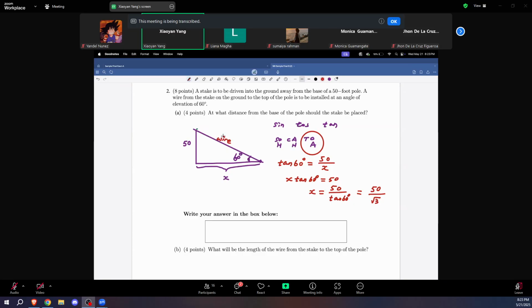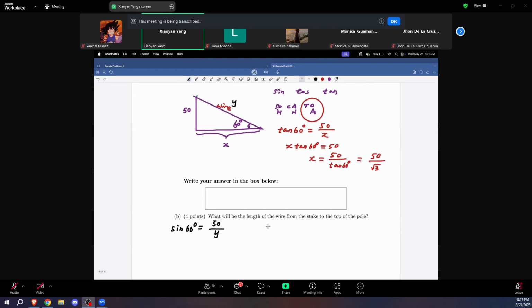In terms of this hypotenuse, we have opposite over hypotenuse. What's opposite over hypotenuse? Equal to sine. So rewrite it: sine 60 is equal to opposite over hypotenuse, let's say this is y. So what's the sine 60? Equal to radical 3 over 2, equal to 50 over y. We figure out y here.